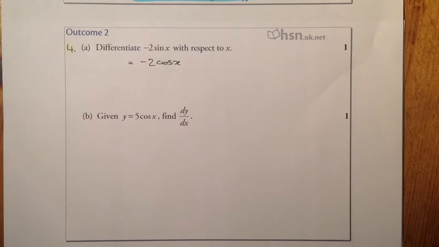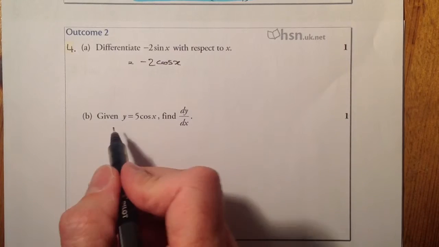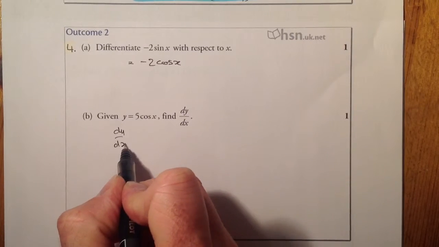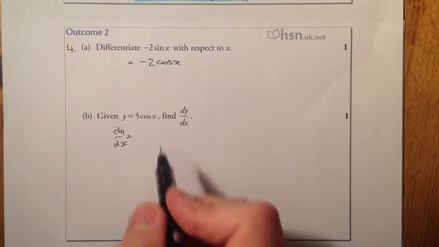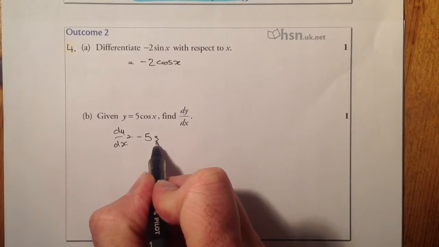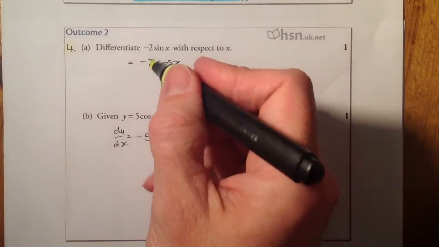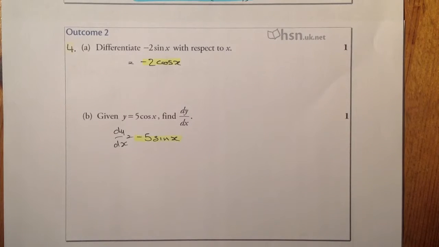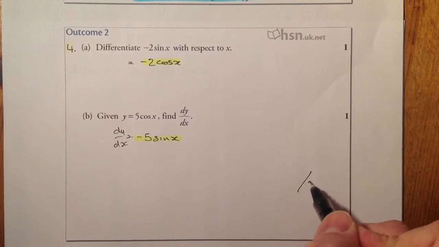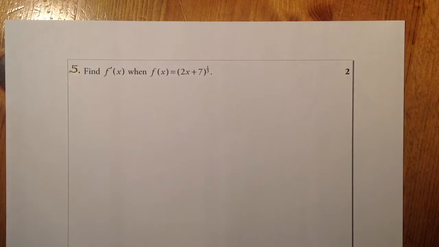I'm going to go for part B, and what I'm going to do is differentiate, so dy by dx here. Differentiating cosine x will take me to minus sin x, so that will give me a minus 5 sin x, and that's complete there. Marks here, 1 mark each, so that's already out of 2 marks. Let's move on to question 5.